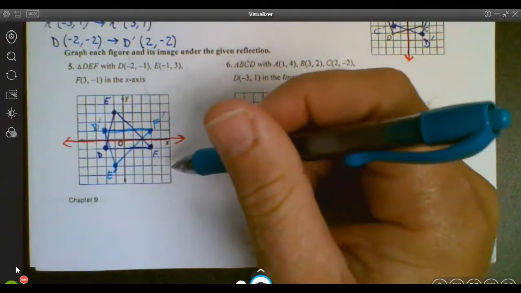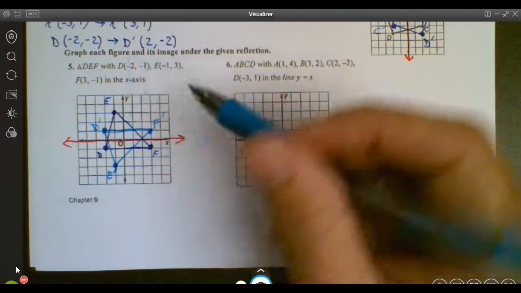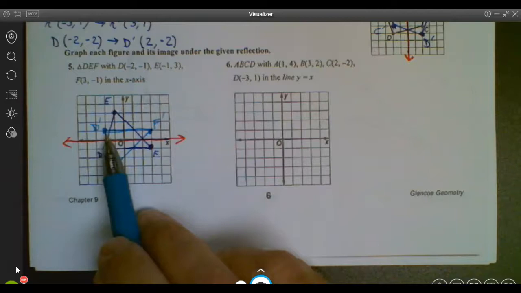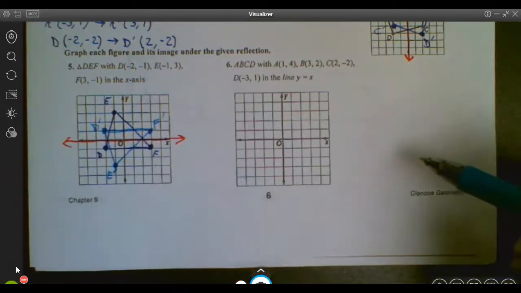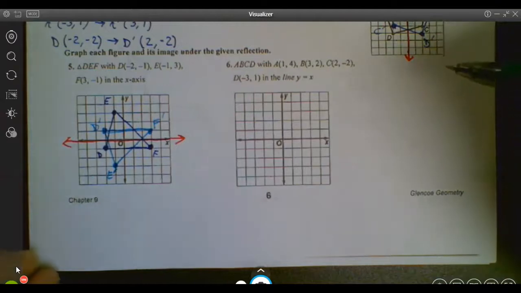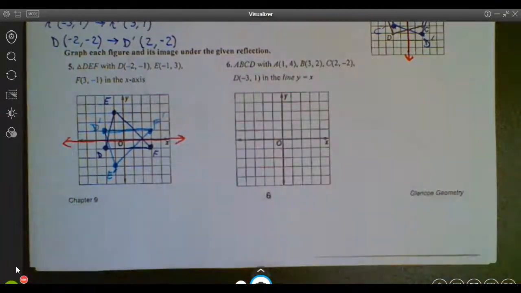Again, notice that all 6 corresponding parts are congruent, right? The length of DF in the pre-image is congruent to the length of DF in the image, right? I can count those squares and identify that they are still the same length. So again, all 6 corresponding parts would still match. All 3 angles and all 3 sides. So the other thing I wanted to show you on this is I could have used the rule.